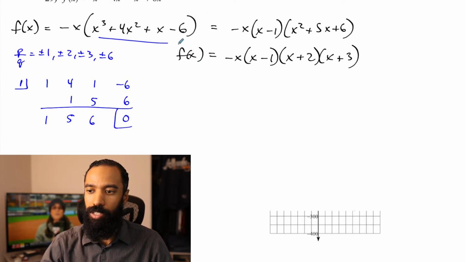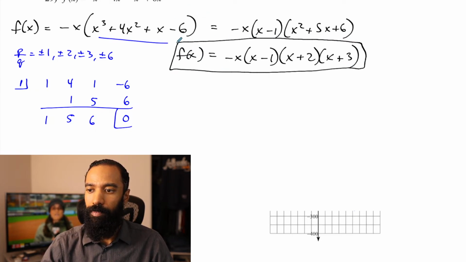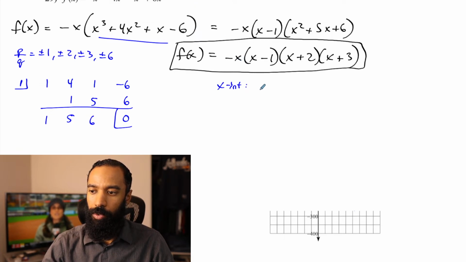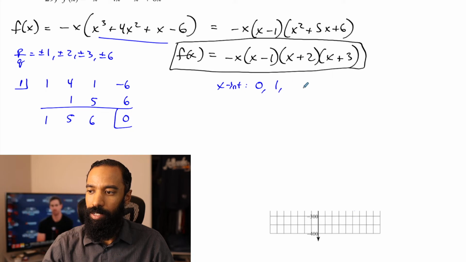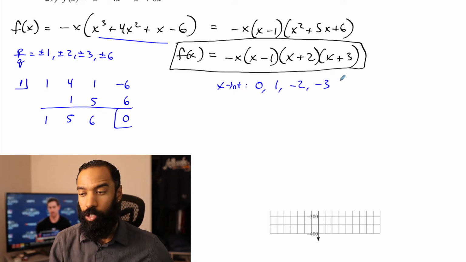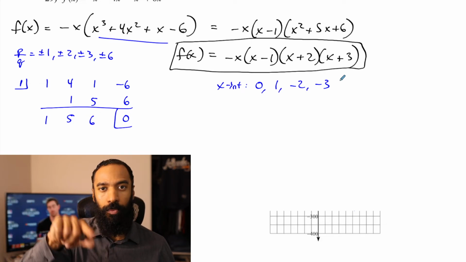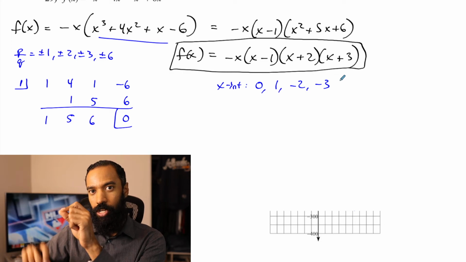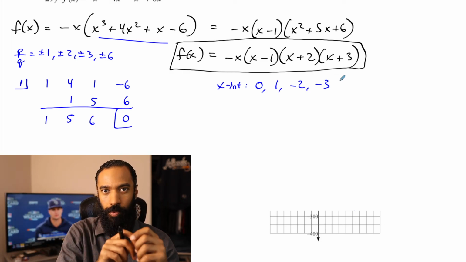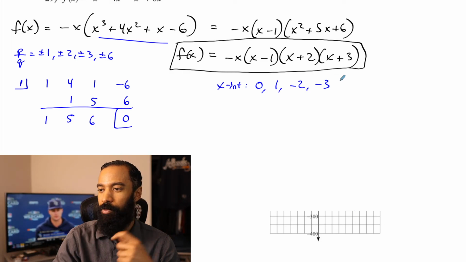F of x equals factored form. We have the following x-intercepts here. 0, 1, negative 2, and negative 3. All multiplicities of 1. As a quartic, it can only cross through the x-axis 4 times at most. That's also why it can turn 3 times. Cross through 1, turn, cross through 1, turn, cross through 1, turn, 3 turns, cross through 1, finish.